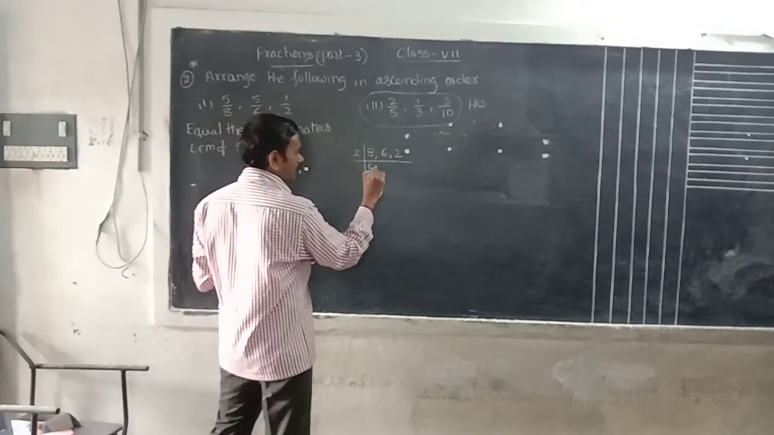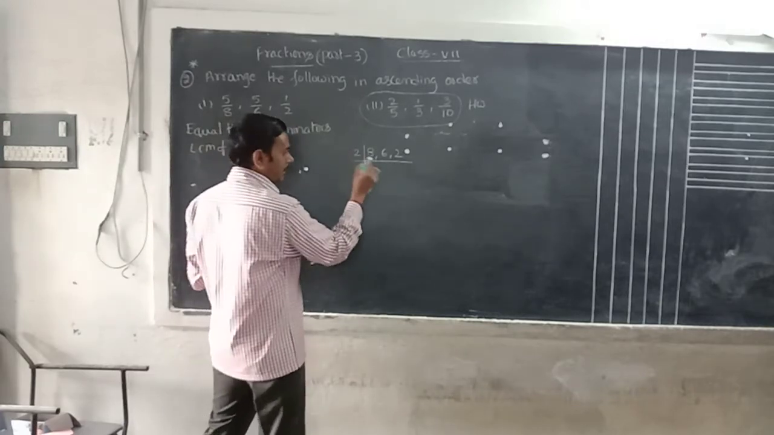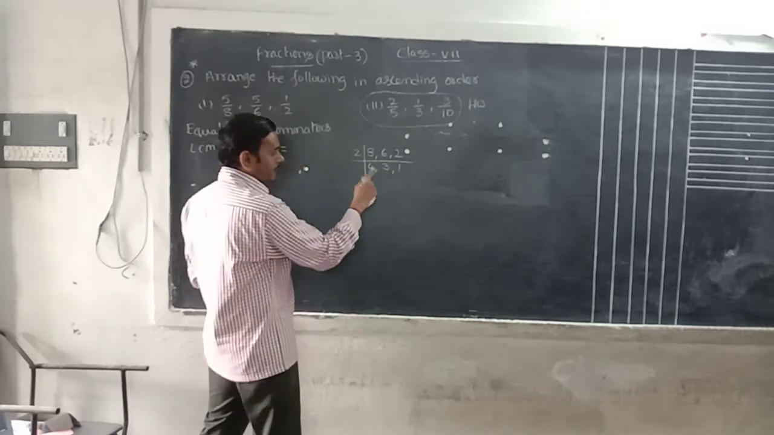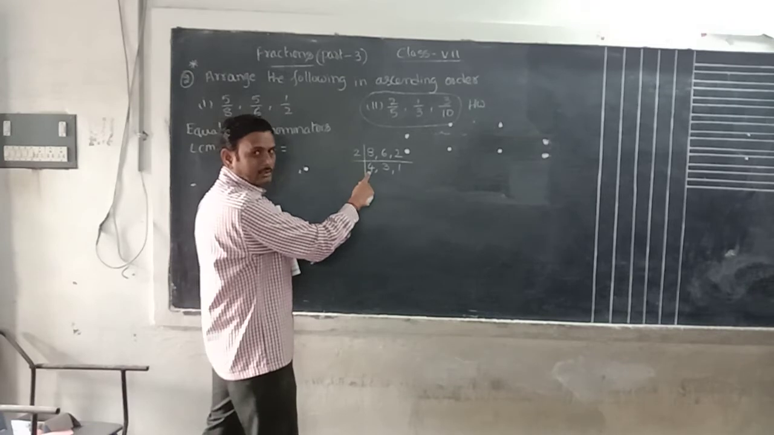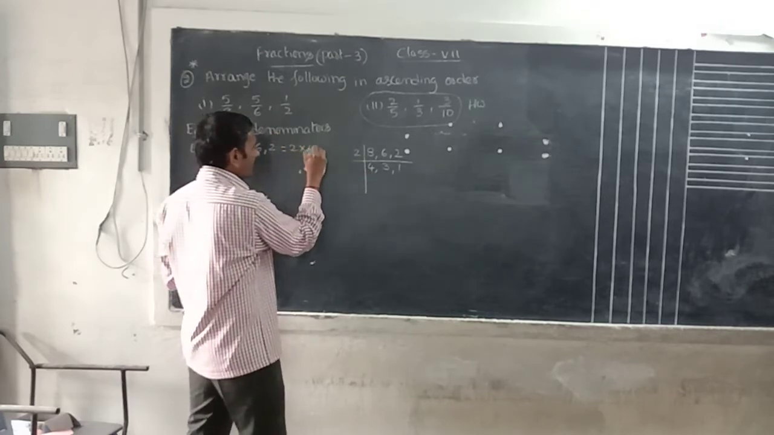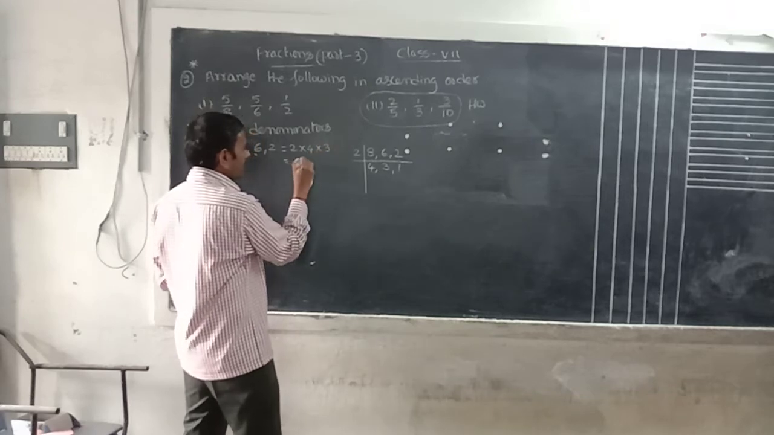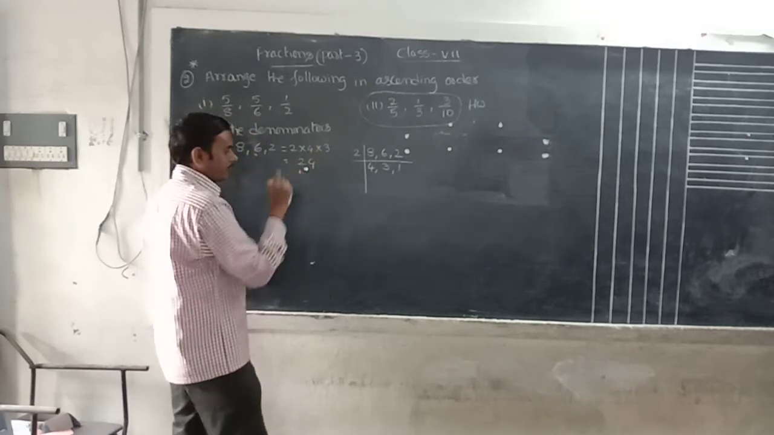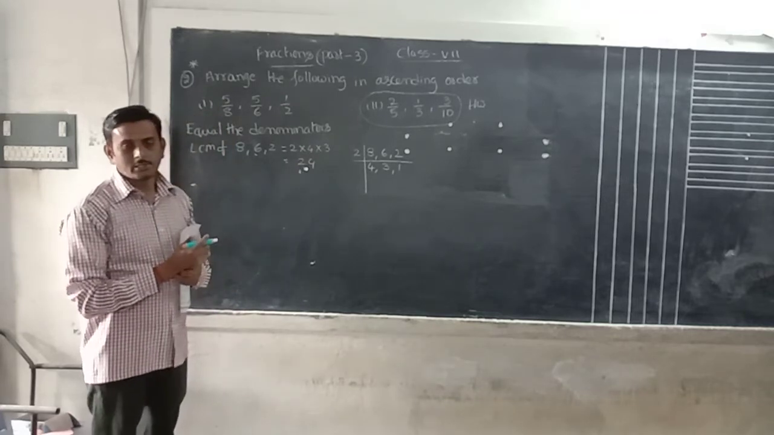Two fours are 8, two threes are 6, two ones are 2. The 4 and 3 will not divide with the same table, so leave those. That means 2 multiplied by 4 multiplied by 3. How much is it? 24. That means each denominator should become 24.